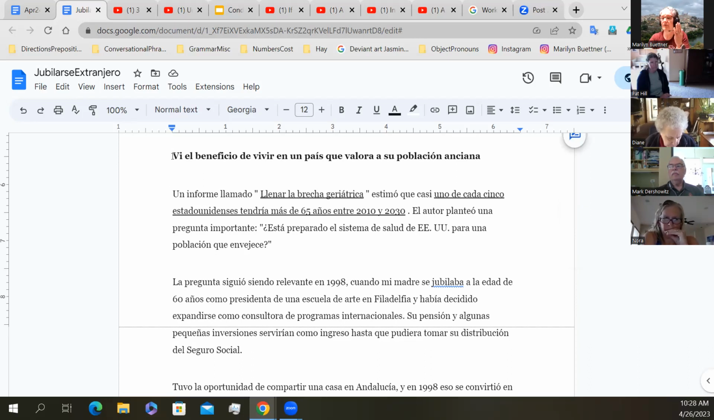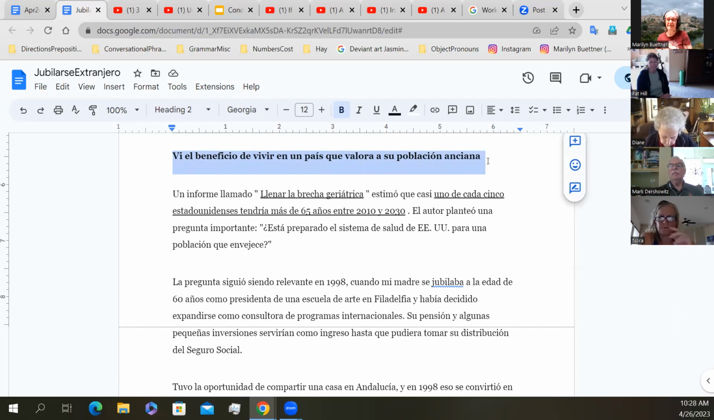Okay. And now we've got a verb that we have. Vi el beneficio de vivir en un país. I saw the benefit of living in a country that values its older population. It's elderly. Anciano looks like ancient. You probably don't need to look that word up. That's not in your list of 3 to 5. Yeah. Anciano means ancient. It means elderly. There you go. That's all you need to know. Bien. So, bueno.